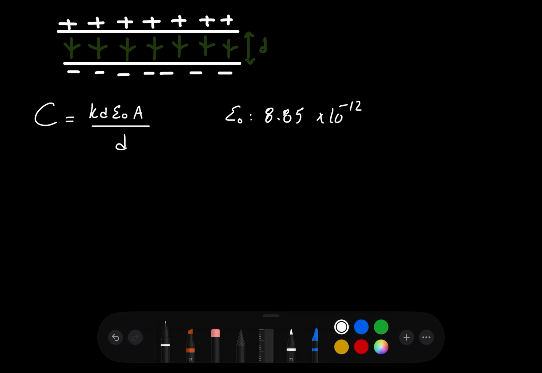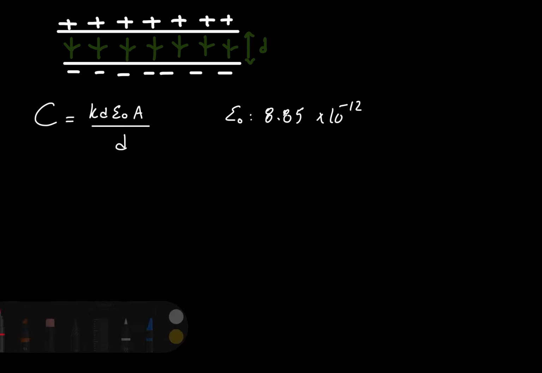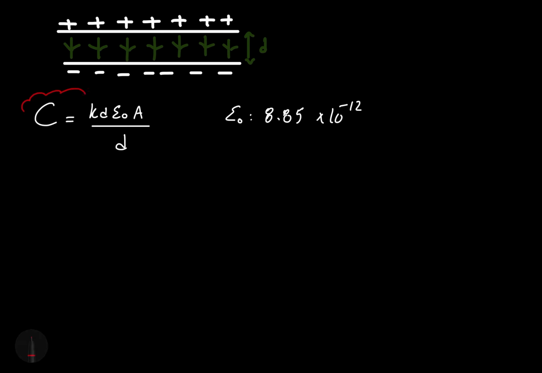You can calculate the value of the capacitance of the capacitor by simply using the formula C equals K_D epsilon 0 multiplied by area divided by distance. Now, epsilon 0 is known as the permittivity of free space. Its unit is Coulomb squared per Newton meter squared, and the reason for this is because it's derived from, if you remember from electrostatics, K is equal to 1 over 4 pi times epsilon 0. So the unit of K is Newton meter squared over Coulomb squared. If you reverse that, you get Coulomb squared over Newton meter squared.